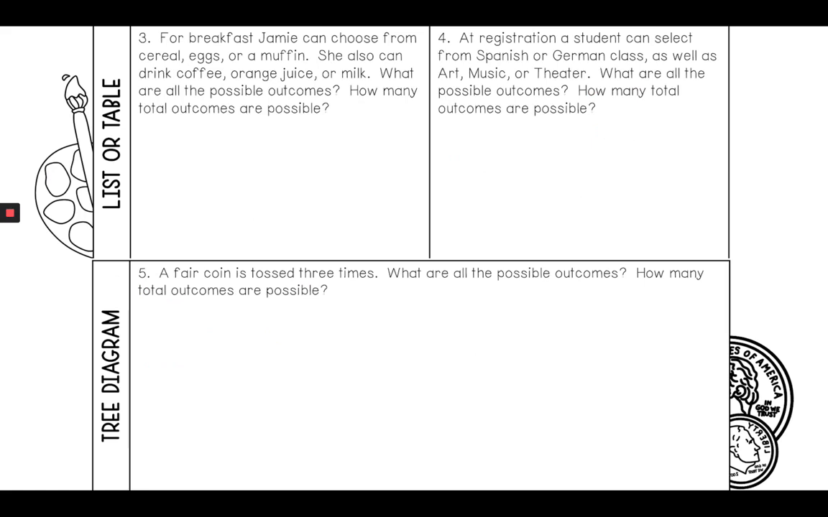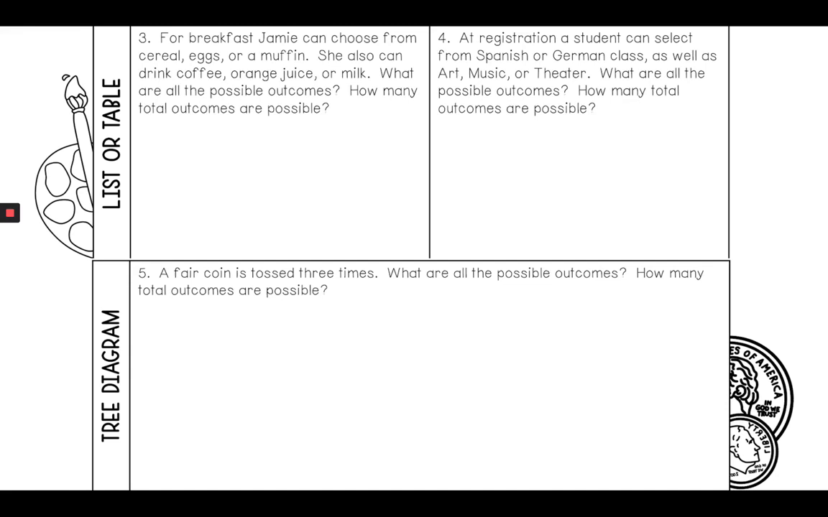Okay, listing or tables, using some information here. For breakfast, Jamie can choose from cereal, eggs, or a muffin. She can also drink coffee, orange juice, or milk. What are all the possible outcomes and how many total outcomes are possible? So first off, we have to list the information because it wants to know what are the possible outcomes.